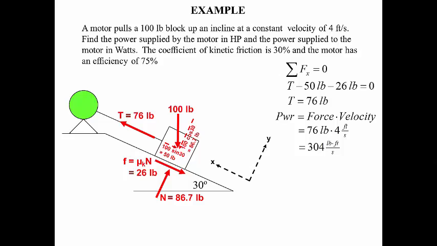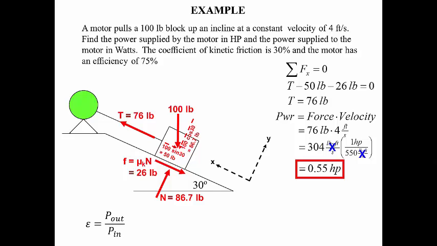But we want to know this in horsepower. So we use our conversion factor of 1 horsepower equals 550 pound-feet per second. Our pound-feet per seconds cancel, and we're left with 0.55 horsepower. This is the power output of the motor.